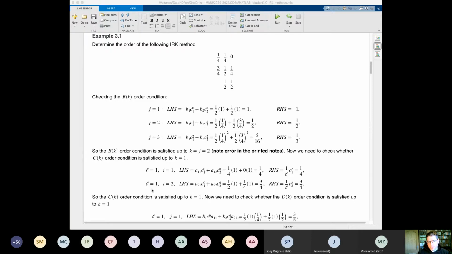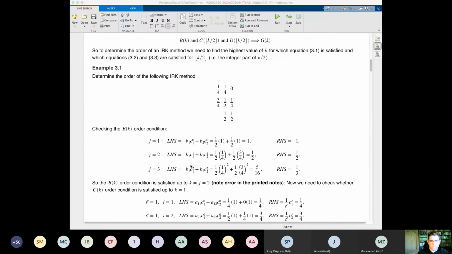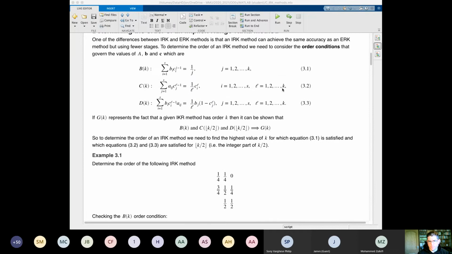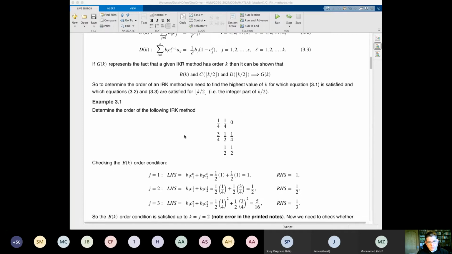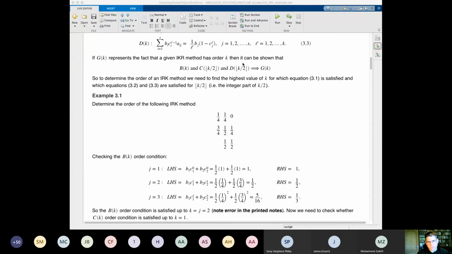If we were looking for CK where K was greater than 1, let's say K was 2, we'd have to loop through L is 1 and 2, and for each of those we'd have to check each stage. So if K was 2, we'd have 4 C conditions to check. Onto the D conditions, we need to check for D1, and again we have L is just 1, but this time we've got J is 1 and 2 because we've got 2 stages.